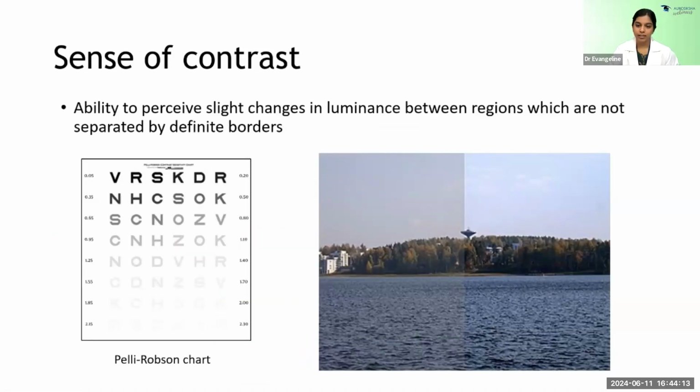Sense of contrast. The ability to perceive slight changes in luminance between the regions which are not separated by different borders. In this picture, you can see there is a difference in contrast between the two images. Now, a test with Pelli-Robson chart can identify defects in sense of contrast.